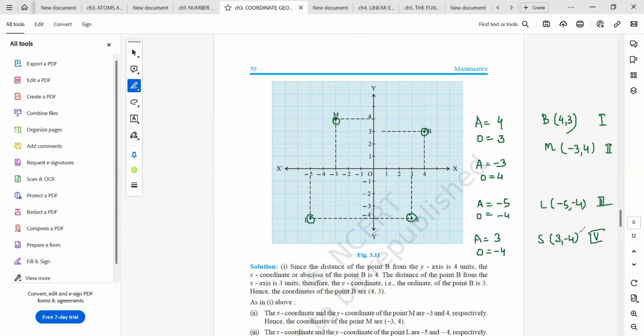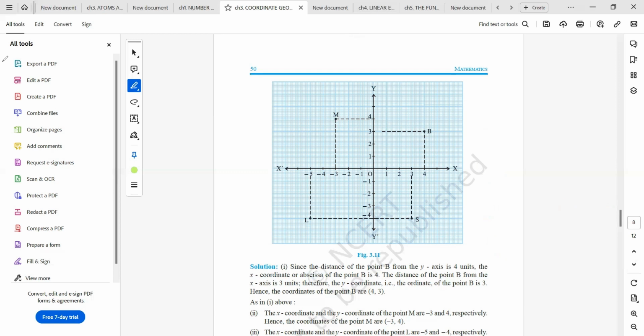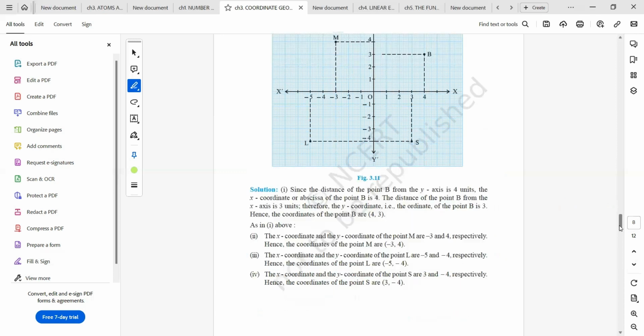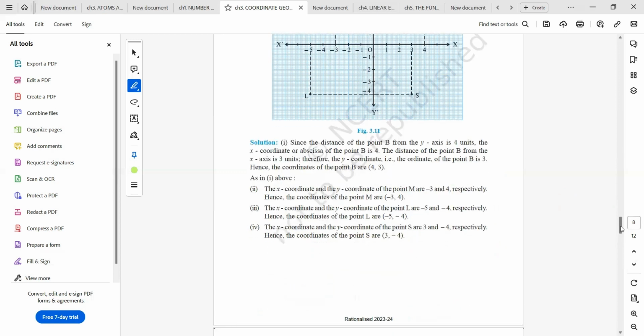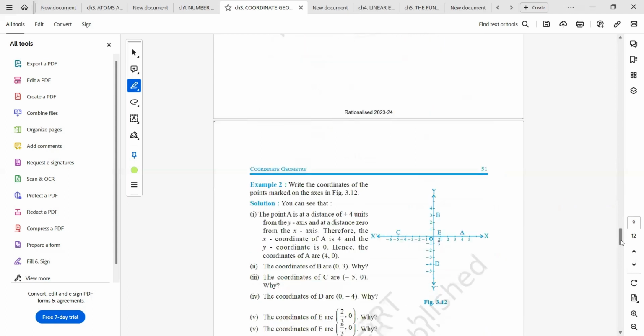So now you know what is abscissa, what is ordinate, what are the coordinates, and what are the quadrants. Clear? Yes. Okay. So these are the only things you need to know in this chapter. Nothing beyond this. You know how to locate, you know how to find the coordinate, and you should be able to mention in which quadrant it is.